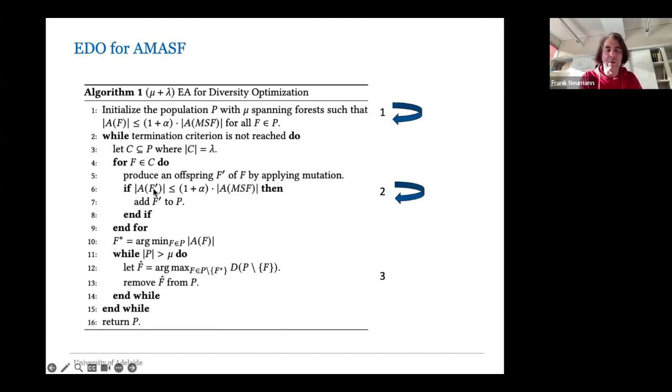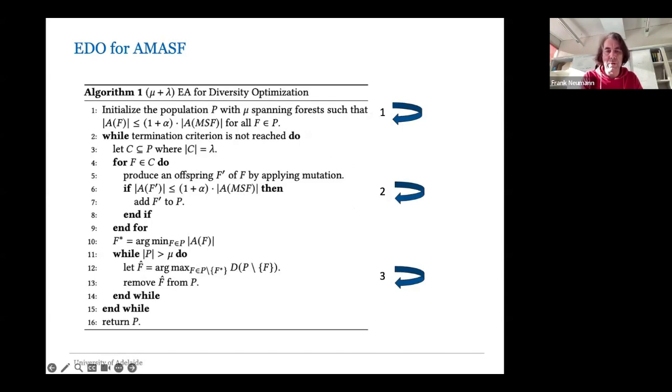We accept an offspring only if it meets the quality criteria that we have. And then when we have to reduce the population from potentially mu plus lambda individuals back to mu, we always remove the one such that the remaining diversity measure is maximal. And the whole process is then iterated.